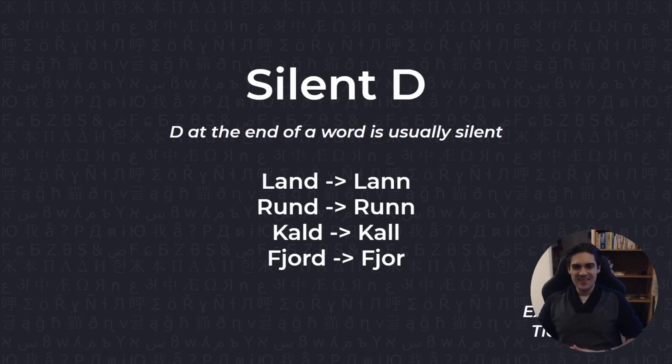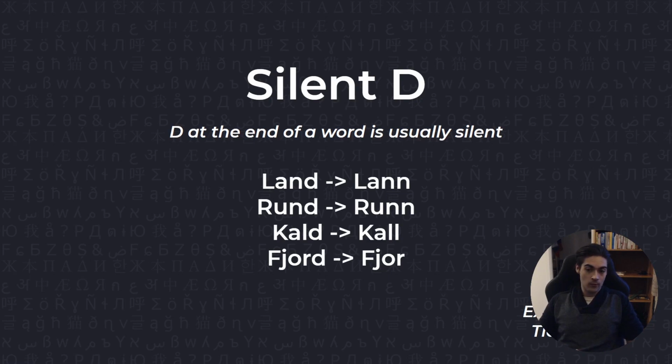Next up, D at the end of a word is usually silent. It's usually not pronounced. For example, land, rund, kald, fjord. Which is kind of funny because everyone knows this word, fjord. Like a lot of people think it sounds really cool with this fjord. But we don't actually pronounce it like that in Norwegian. We say fjord. When the D is after an N or an L, it's often understood as a copy of that letter before, as you can see here.